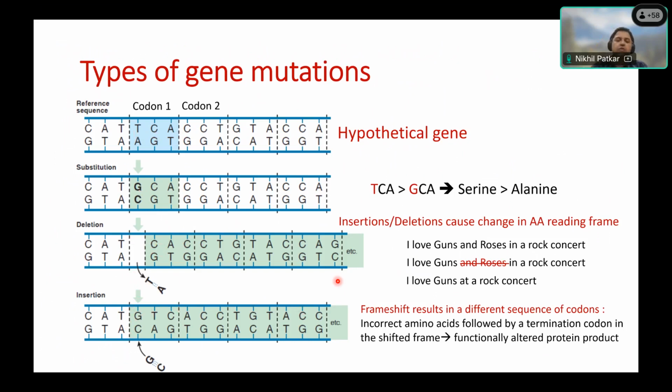So, to give an example, "I love Guns N' Roses in a rock concert." Sure enough, it's a legitimate statement. But if you delete a part of the sentence, not only does the sentence change, for example, "I love guns at a rock concert," but the entire meaning of the sentence also changes. So this is how insertions and deletions cause change in the amino acid reading frame. This frame shift results in a different sequence of codons, and therefore a functionally altered protein product.